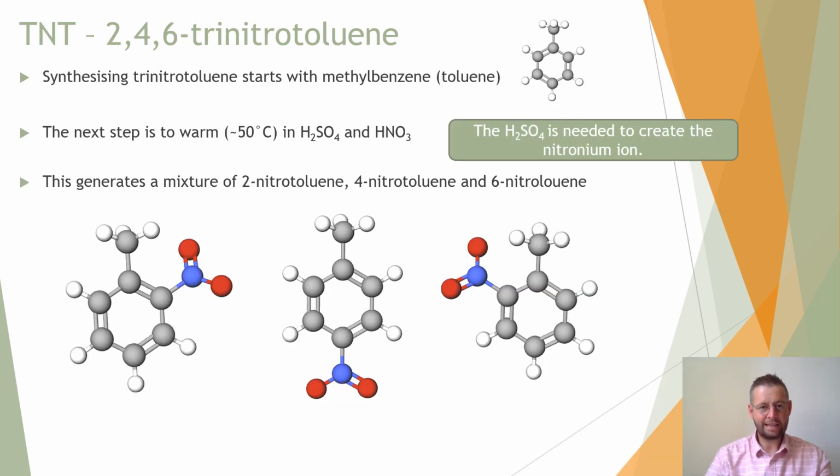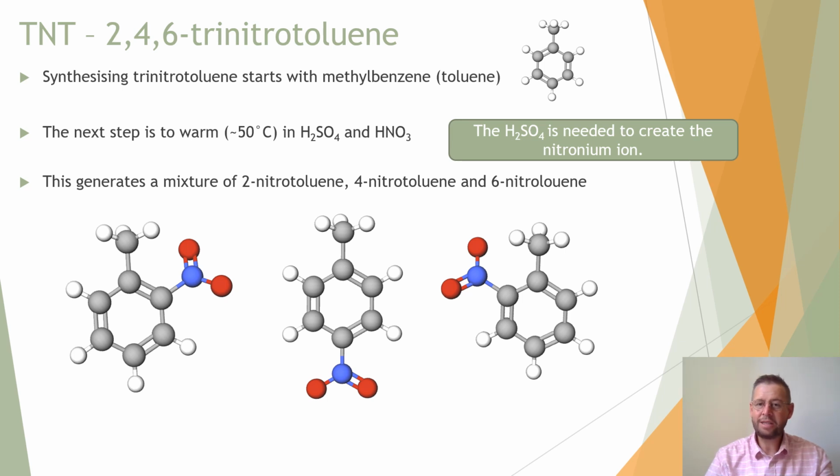What about synthesizing this trinitrotoluene, or TNT as it's otherwise known? Well, we're going to start with toluene, which is the old-fashioned name for methylbenzene. You can see that that is just a single alkyl group attached to the ring there.